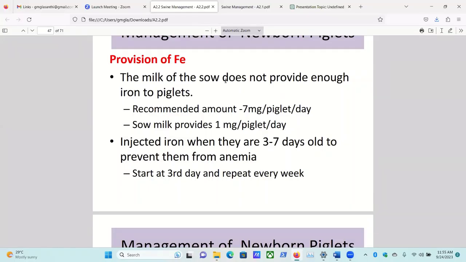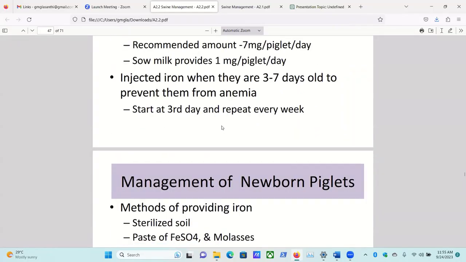It can be done by injection. It is the most common method followed nowadays. Iron can be injected in the jugular vein between 3 to 7 days after birth.